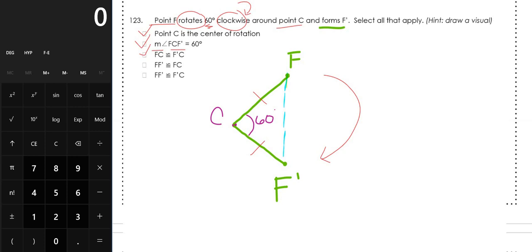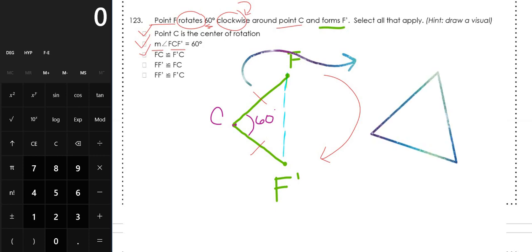Now, usually I would say no, absolutely not. But this is a very special situation because it was rotated 60 degrees. And let's talk about it. I'm going to break this triangle out and we're going to take a look at it. So here's my triangle. I have the 60 degrees. I have these two sides congruent.